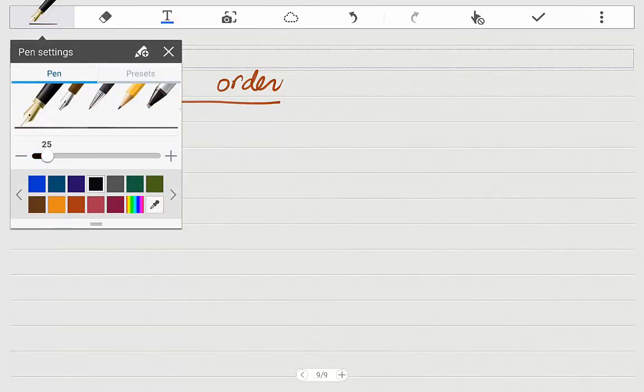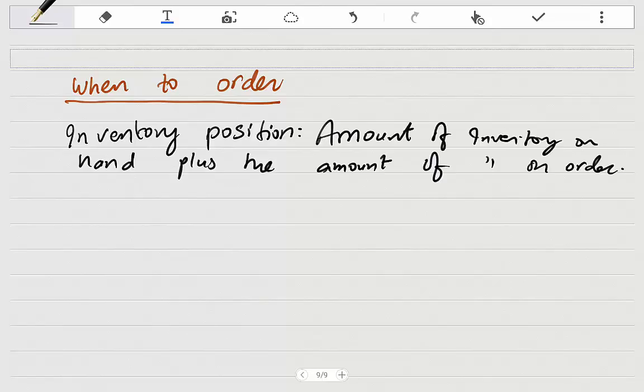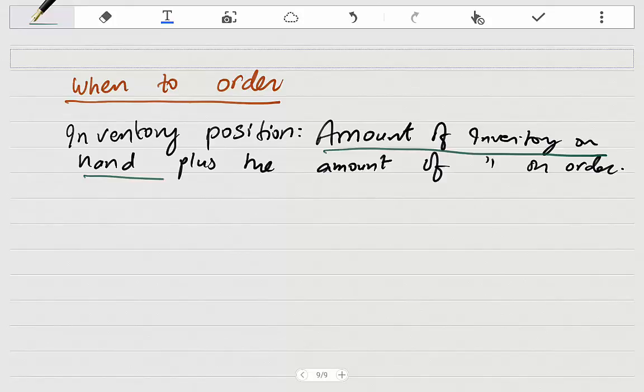Let's start with the first, what we call inventory position. It is exactly as it sounds. It's the amount of inventory on hand plus the amount of inventory on order. So let me write this actual definition. The first part is obvious, the amount of inventory we have on hand.